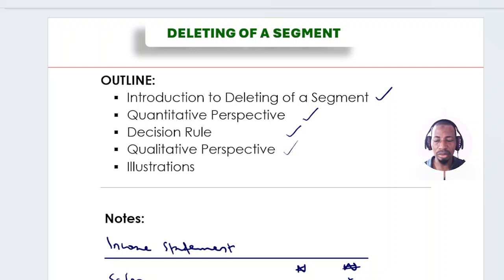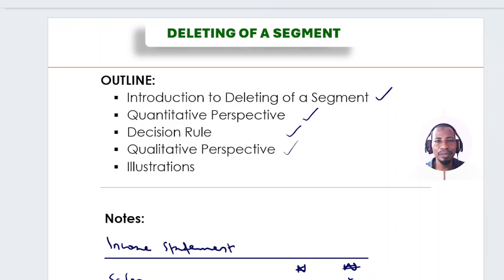So these are some of the factors that need to be considered as far as deleting of a segment is concerned. So briefly, what we just discussed so far is that the deleting of a segment is one of the areas in which marginal costing technique can be applied to decision making. And we said that deleting of a segment will arise if a particular segment is operating at a loss to the organization. Therefore, the company may be contemplating to close down the segment. And we said that deleting of a segment should be analyzed in two perspectives, the quantitative perspective and the qualitative perspective.